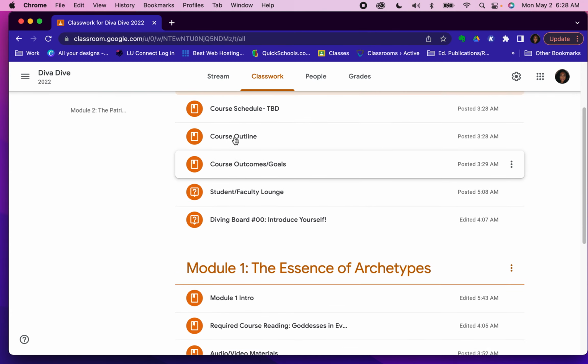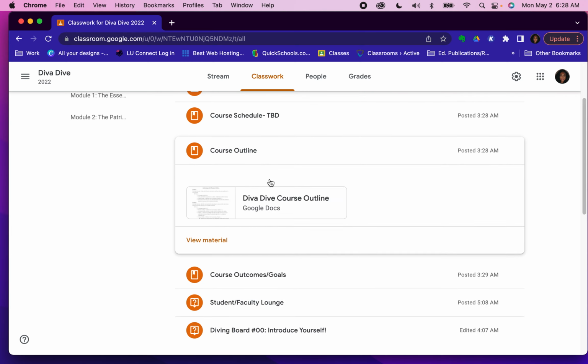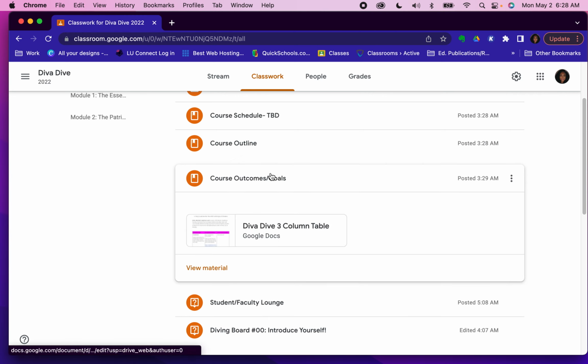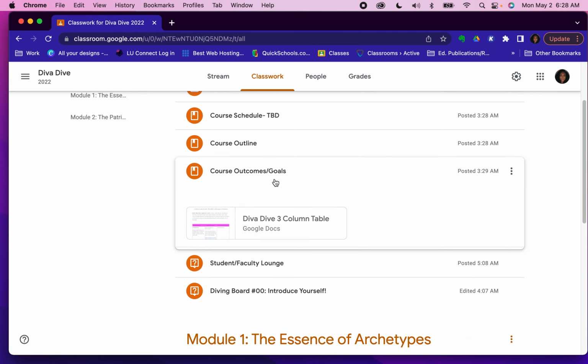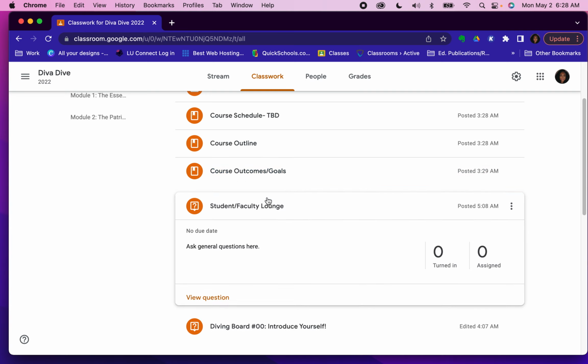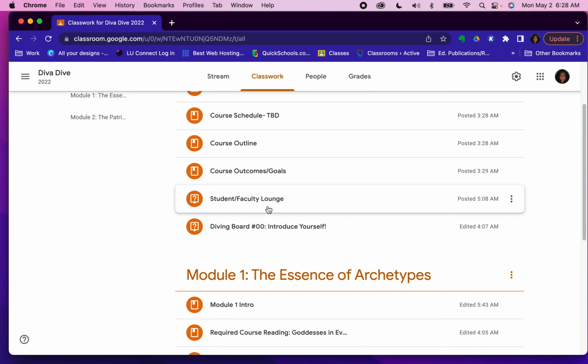So we have the course schedule. There's nothing there, it's just to be announced for right now. Then we have the course outline here, the 3-column table for course outcomes and goals. I included a student/faculty lounge discussion here, a place where students can go, and I can also go, to answer general questions, and they can also ask their peers.